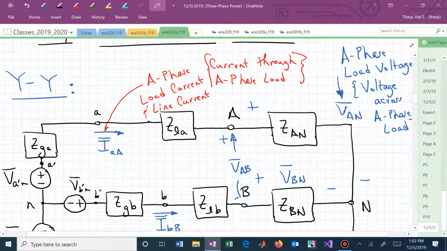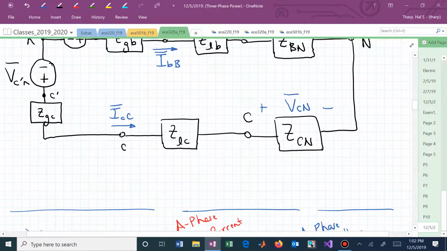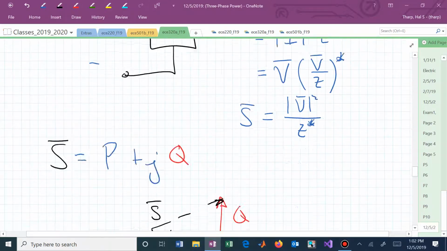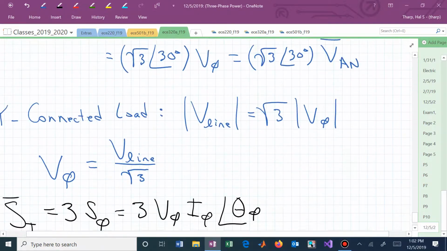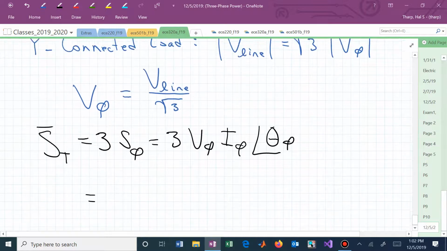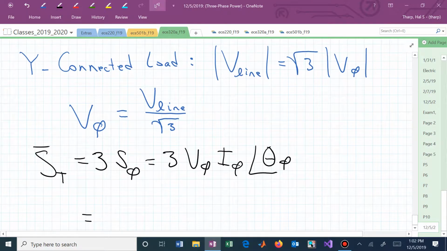Here's the picture. This I sub little a capital A is the same current, the phase current in the load. It goes directly through that load. When we now see I sub phi, that's the same as the line current in this Y-connected analysis. And that's what we're saying. We have a Y-connected load.